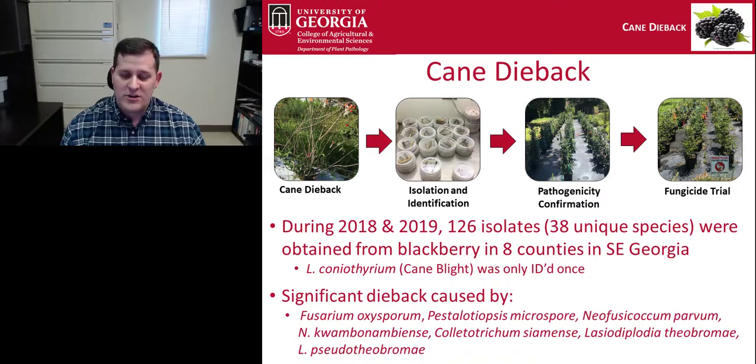And out of the 126 isolates that he obtained from multiple counties within southeast Georgia, he actually only found cane blight once. But a lot of other pathogens appeared to be capable of causing dieback, and they're listed here at the bottom. So we did a little study after that to see if fungicide applications would be effective against any of these cane dieback causing organisms. And what he found is shown here in this table.